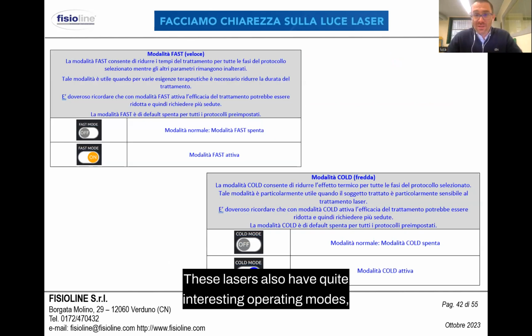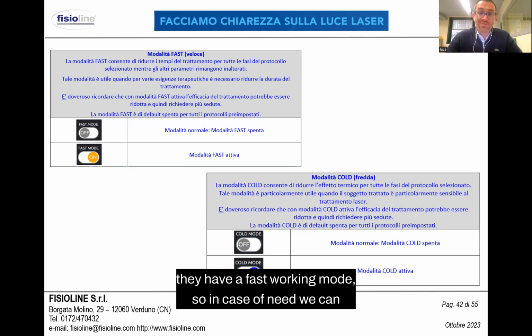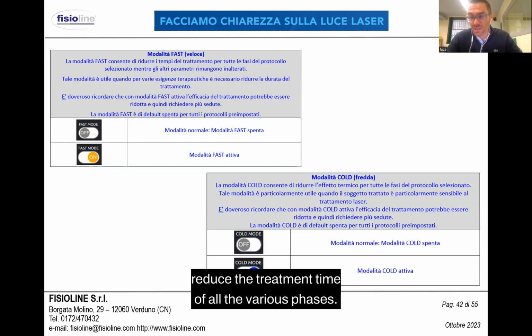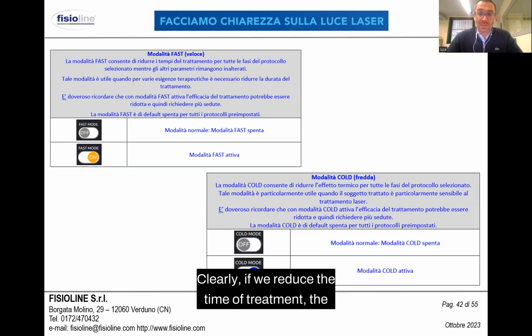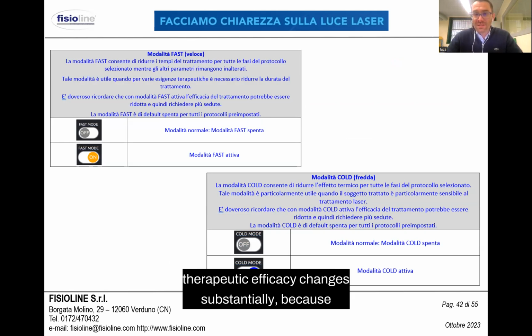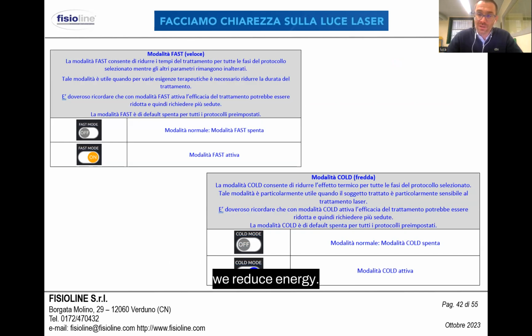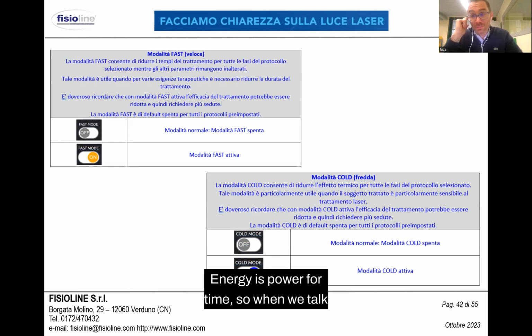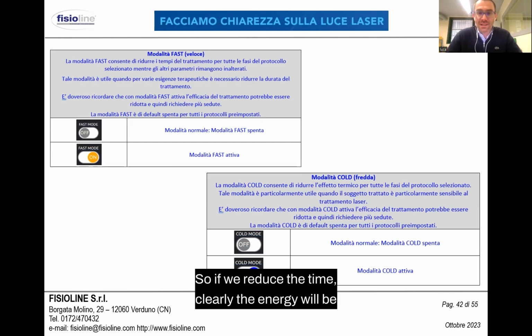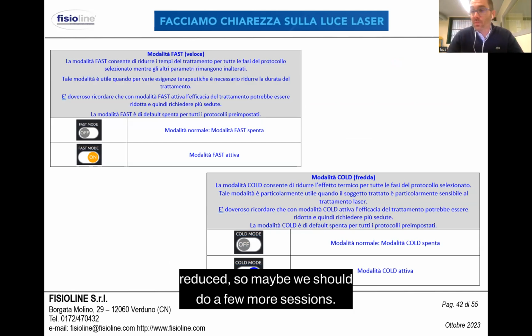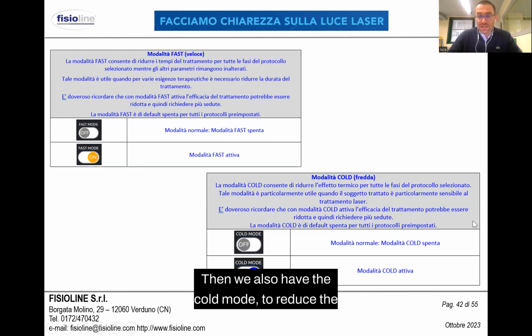These lasers also have quite interesting operating modes. They have a fast working mode, so in case of need we can reduce the treatment time of all the various phases. Of course, all lasers have preset protocols. Clearly, if we reduce the time of treatment, the therapeutic efficacy changes substantially, because we reduce energy. Energy is power for time, when we talk about laser therapy. So if we reduce the time, clearly the energy will be reduced, so maybe we should do a few more sessions. Then we also have the cold mode, to reduce the thermal effect a bit.